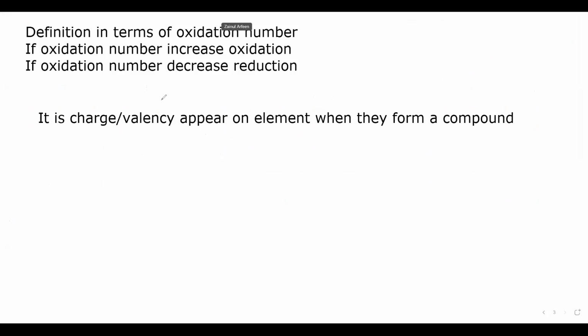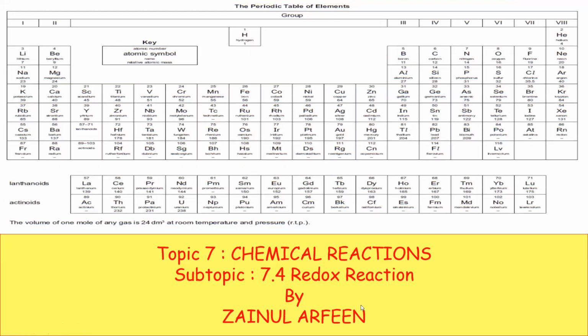Valencies only appear when the elements are forming a compound. When elements are existing, for example, if I say we have sodium chloride, NaCl, what is the valency of sodium? You will check the periodic table. Sodium is here, group 1. So what will be the valency of sodium? +1. Valency or oxidation number.